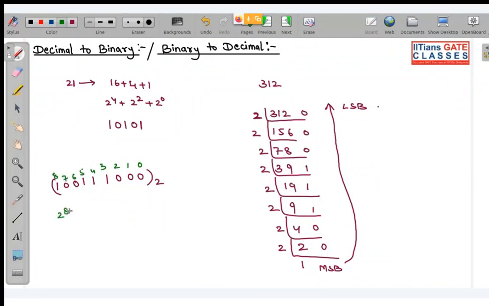Okay, so 2 to the power 8 plus 2 to the power 5 plus 2 to the power 4 and 2 to the power 3. So this, if you solve, so this will be what? So this will be 256 plus 32 plus 16 plus 8. So I was correct, just I couldn't add 8 in the last. Okay, so this you will get to be 312.